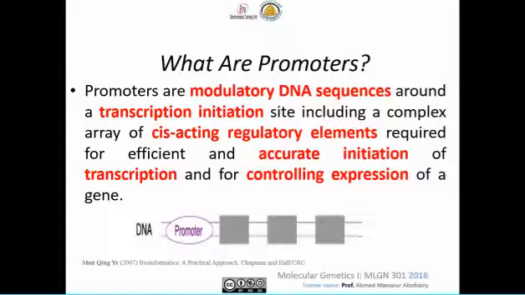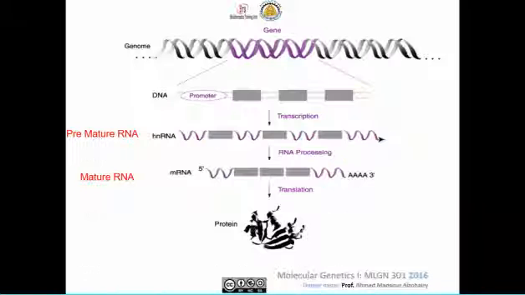Promoters, as we know, are regulatory DNA sequences around the transcription initiation site, including a complex array of cis-acting regulatory elements required for efficient and accurate initiation of transcription and for controlling expression of a gene. This means that you always have this part of the DNA in the 5' upstream region before the gene, to control the expression of the gene, and it controls when, how and where the gene will be expressed. As we can see from this figure, if this is a gene inside the genome, the promoter region is the 5' upstream, and it regulates the expression of the gene.